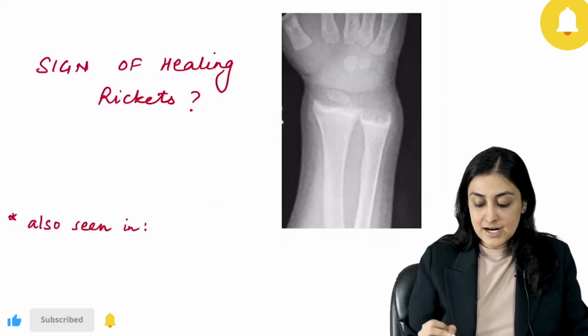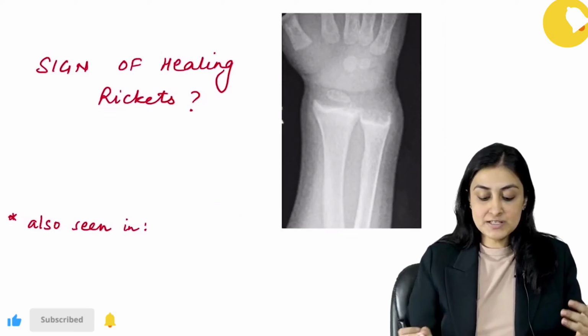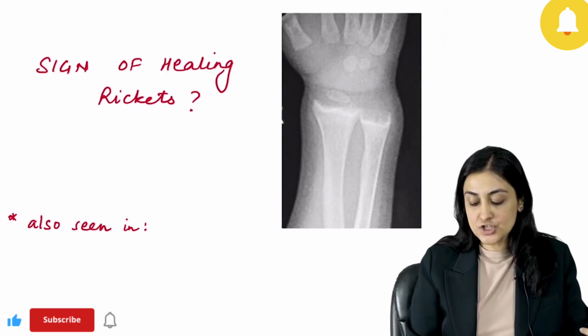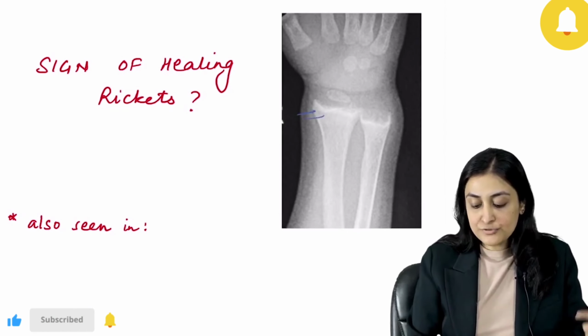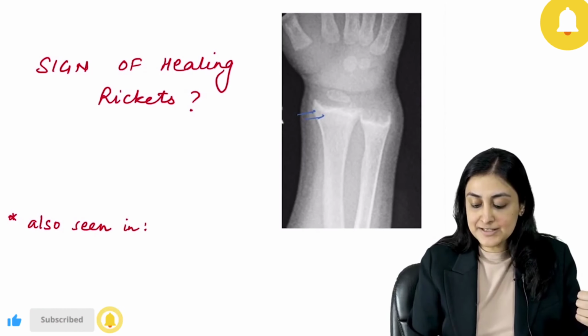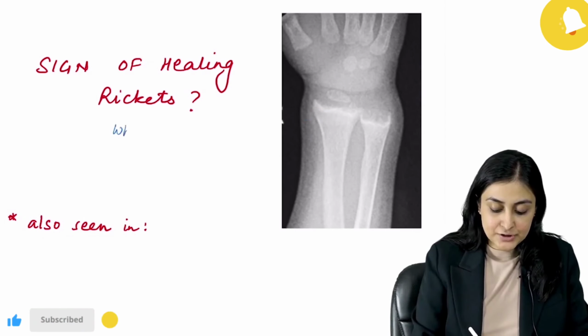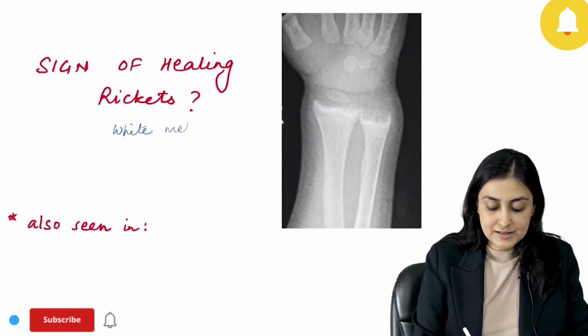Eventually, when I start to treat this, what if the patient received vitamin D? What is the first thing that we'll see radiologically? The first thing is all of that unmineralized osteoid is now going to get calcium. So it will get deposited and you'll see this white line. Remember, the sign of healing rickets is going to be a white metaphyseal line.